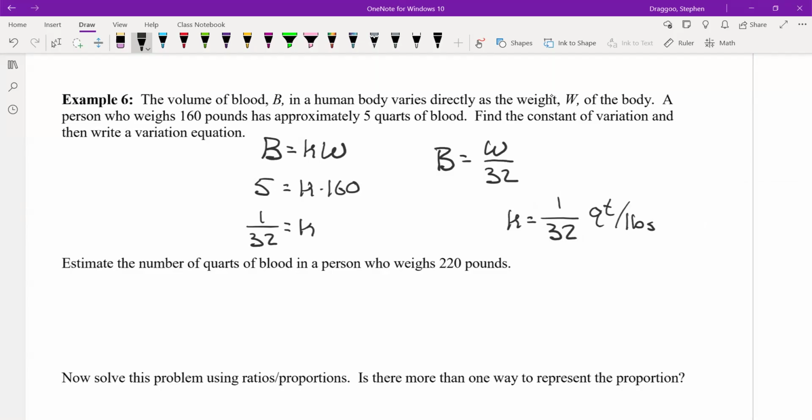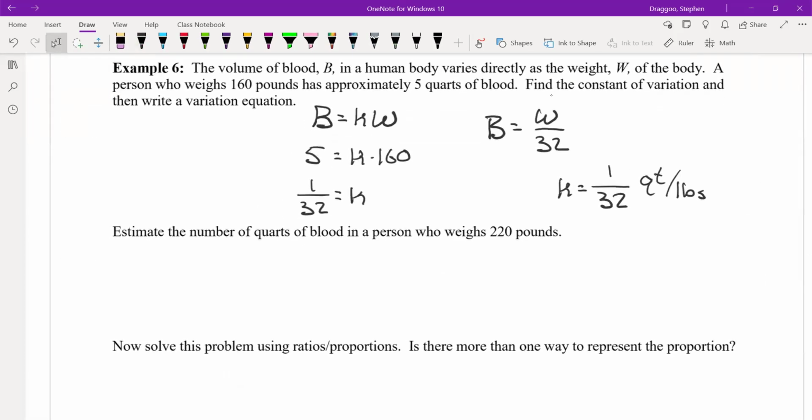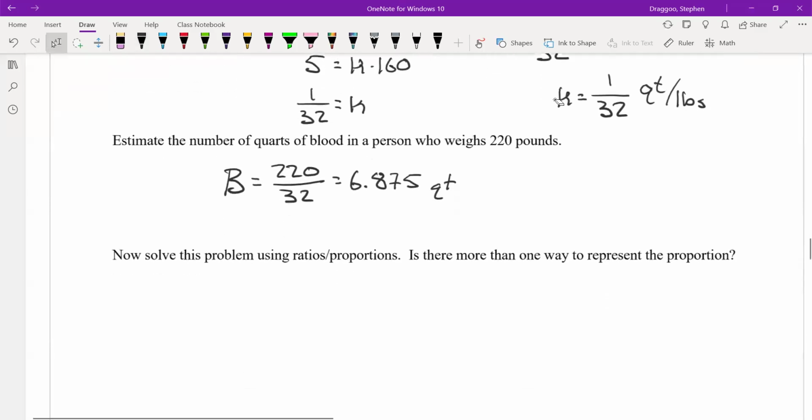There we go. So if we try this thing again, estimate the number of quarts of blood in a person who weighs 220 pounds. Well, B is going to be equal to 220 divided by 32. And pop that into a calculator real quick to see what we get. 220 over 32, 6.875. And that'll be quarts. Well, this is QT for quart, I think.